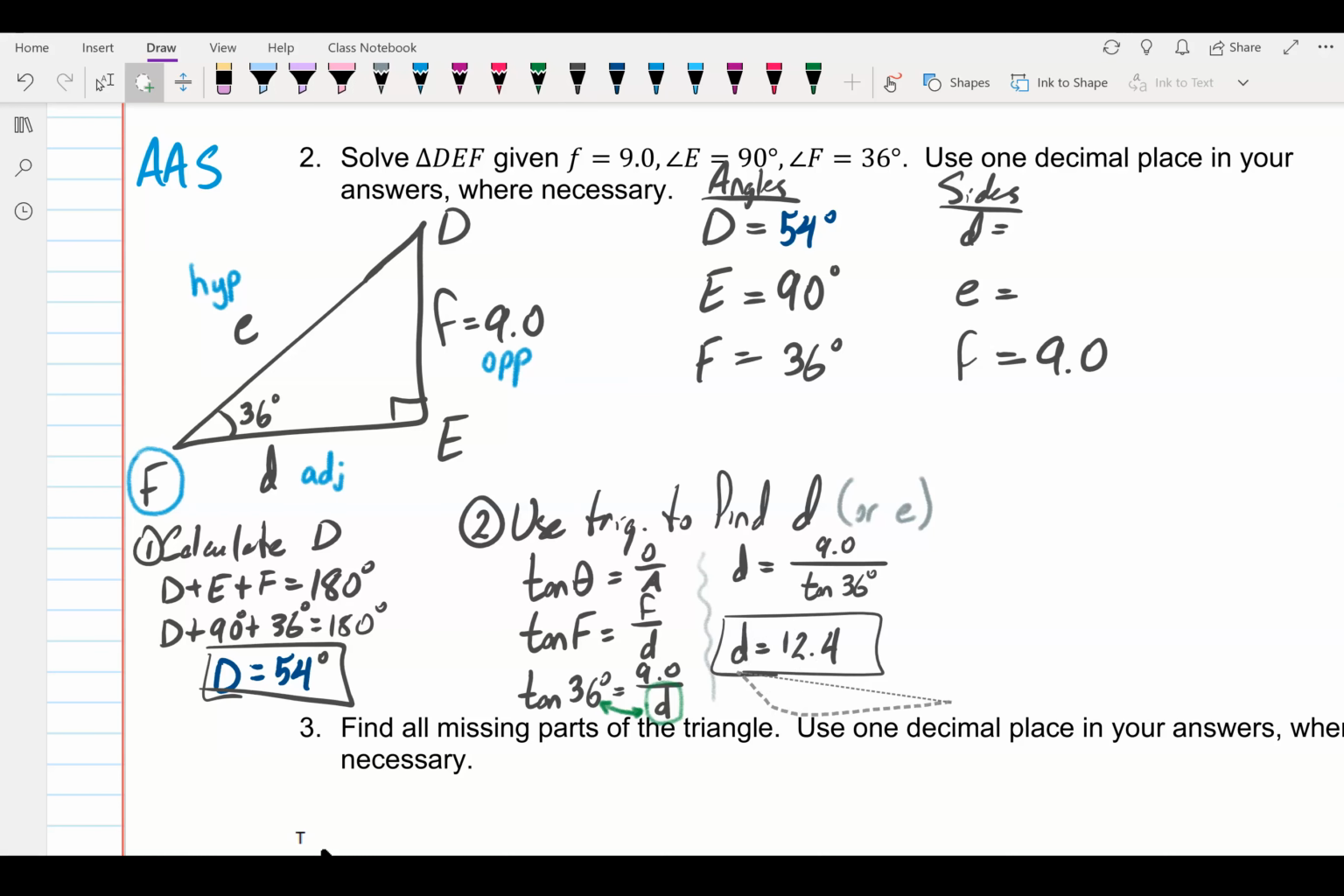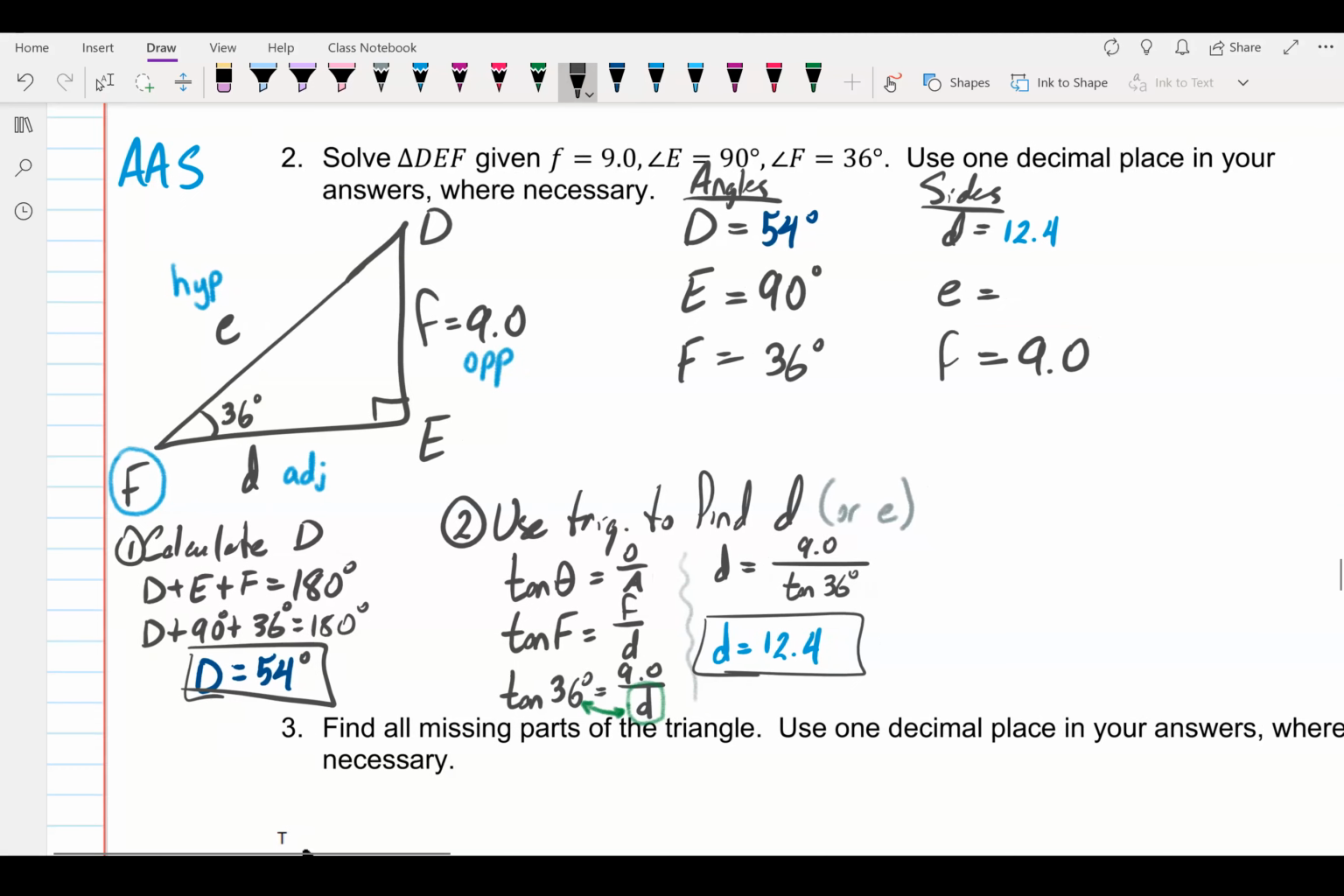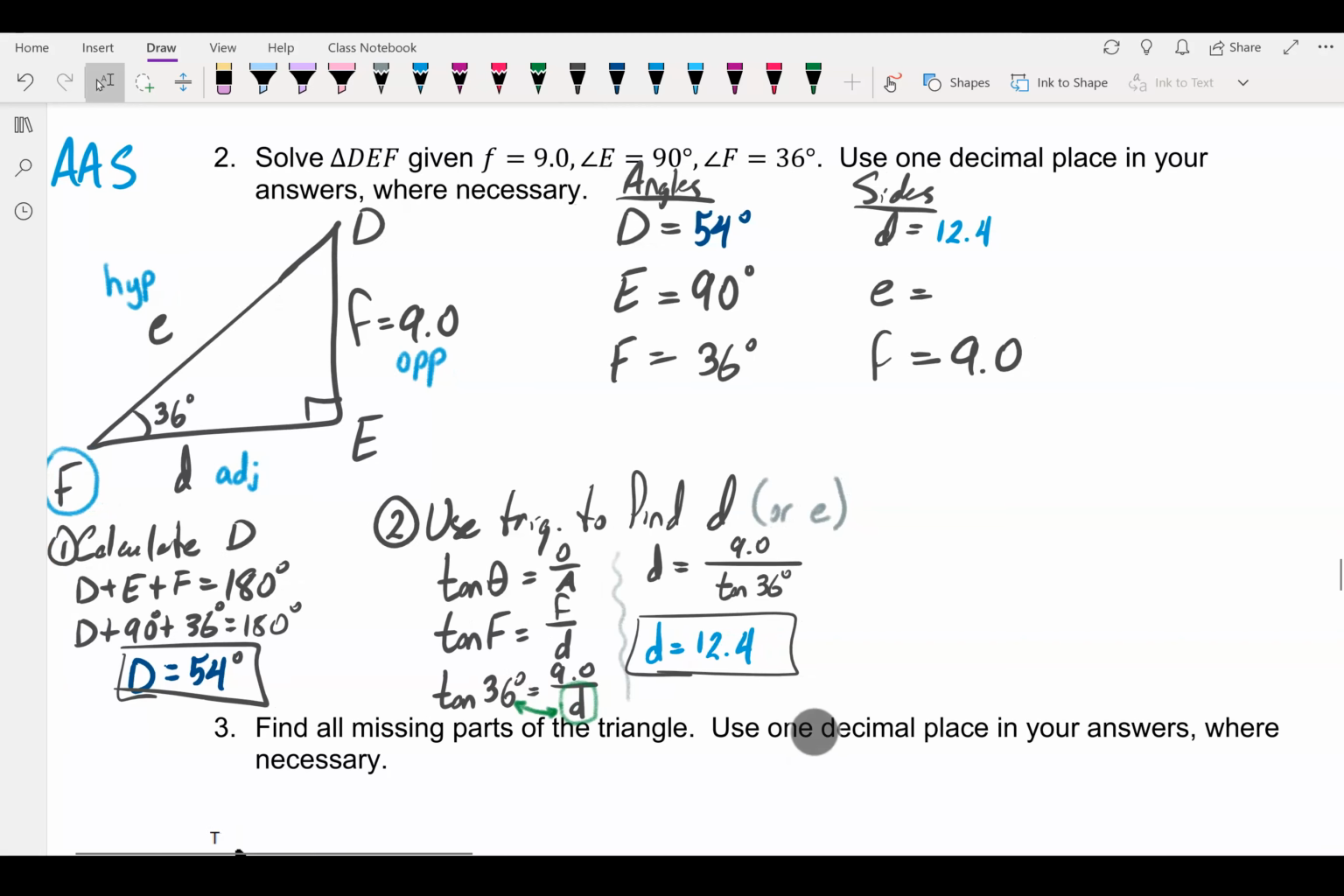Let me try to color code this. You can probably go ahead and see what I'm going to do. In fact, it's probably pretty obvious. I haven't used Pythagoras yet, so I'm going to. But that's the answer. That's 12.4 is D. All I'm missing is E. And in order to get the third side, I pretty much always use Pythagoras.